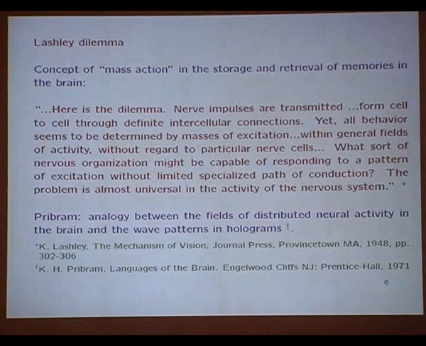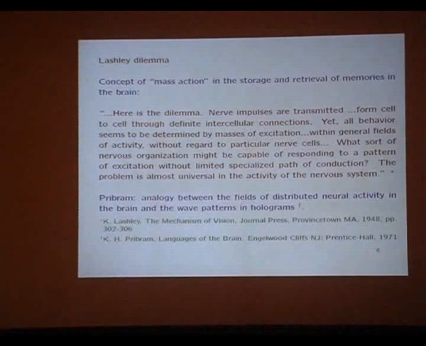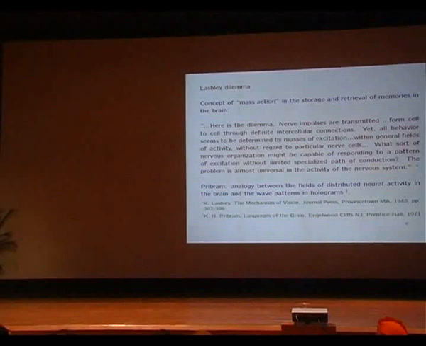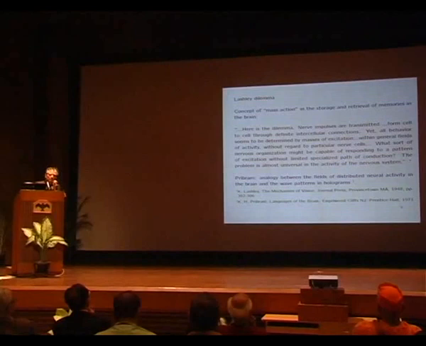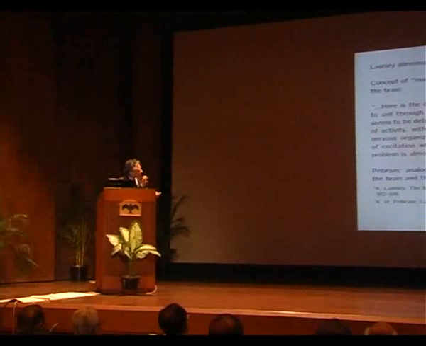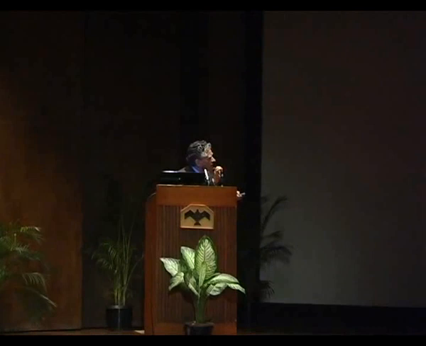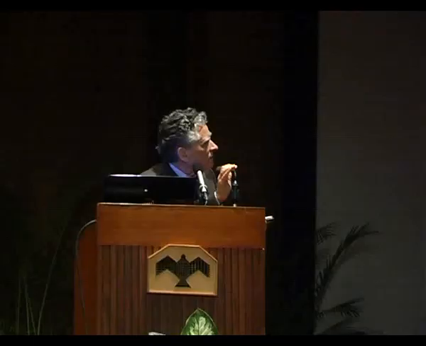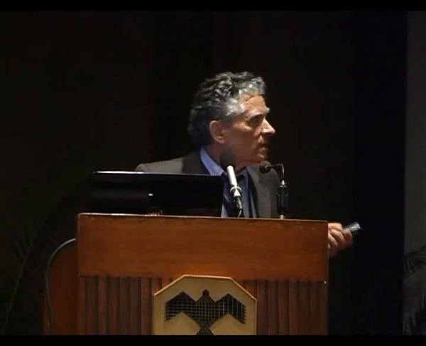Let me stop for one moment. Here we have a transition from cell to cell, which are two of them, in any possible coupling, to many cells, masses of excitations. So it makes a big difference when you go from small numbers to large numbers. This is very important in physics and in many cases, not only in physics. Yet all behavior seems to be determined by masses of excitation within general fields of activity. Here there is the introduction of another word, which is a strange word, fields. What is a field? We will maybe go back to that.